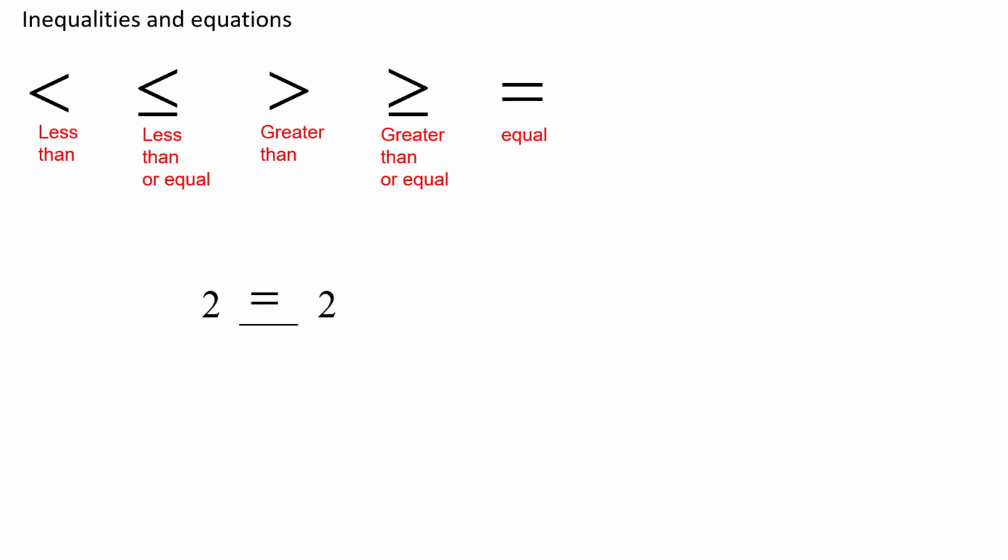Here we could certainly put an equals because 2 equals 2, but it's also true that 2 is less than or equal to 2, and that 2 is greater than or equal to 2. Here we could either put a less than or a less than or equal to because the 2 is negative.